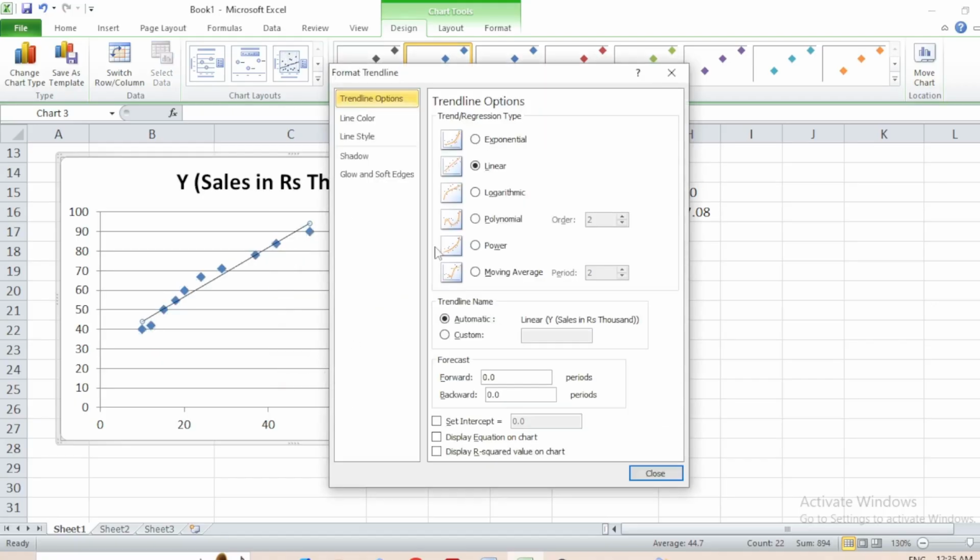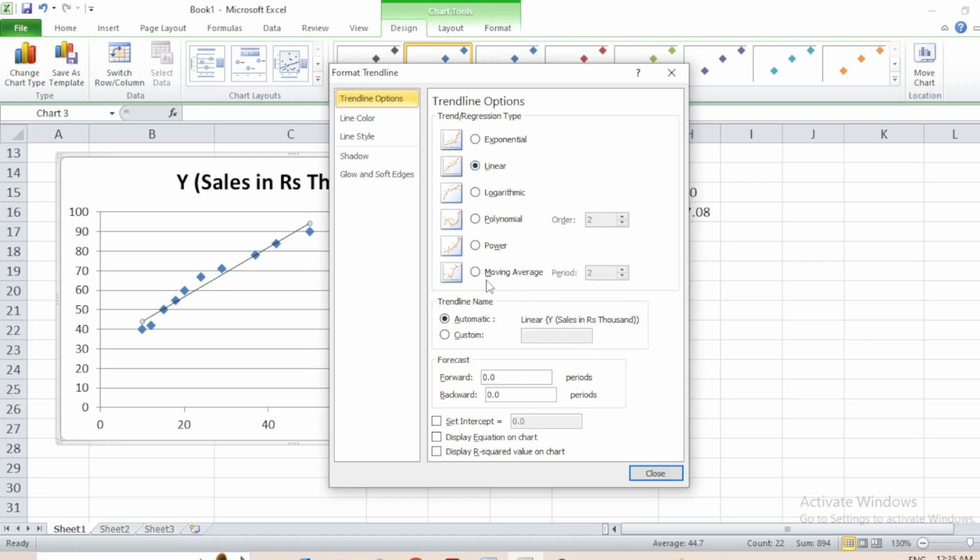Now in the trend line, there are a lot of options. One option is exponential. So that would depend upon the type of linear regression we are assuming. If the regression is assumed to be linear, you will select linear regression. If it is logarithmic, exponential or polynomial, then the suitable option will be selected. Now, let us select the linear.